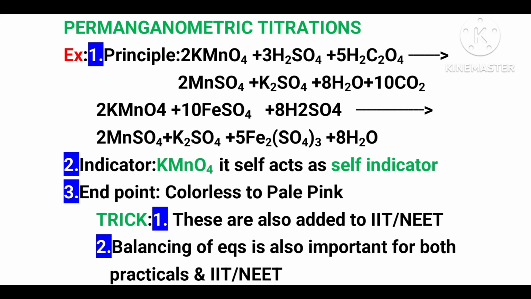In permanganometric titrations, example, KMnO4 versus oxalic acid in acidic medium. That's the first one. Second, KMnO4 versus ferrous ammonium sulfate, that is Mohr's salt, in acidic medium. In this, indicator is KMnO4. KMnO4 itself acts as a self-indicator. Endpoint, colorless to pale pink.